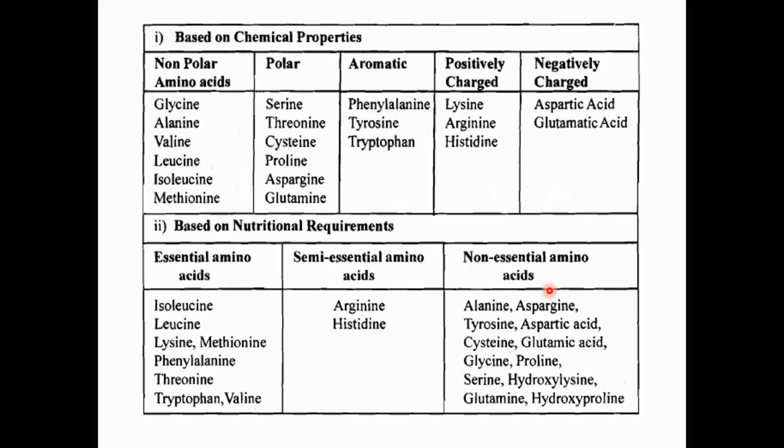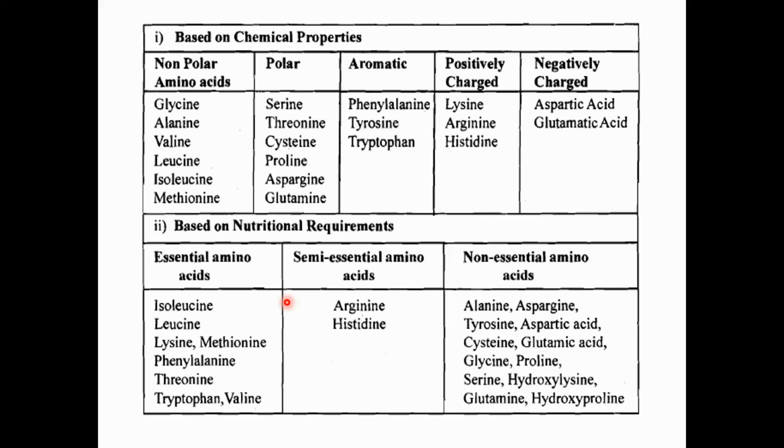And now we are going to discuss how we classify these amino acids. We have several different classifications. The two most important classifications that we use to put different types of amino acids into different groups are: one based on chemical properties, and the other based on nutritional requirement. I am going to first discuss the classification that we use on the basis of nutritional requirement.